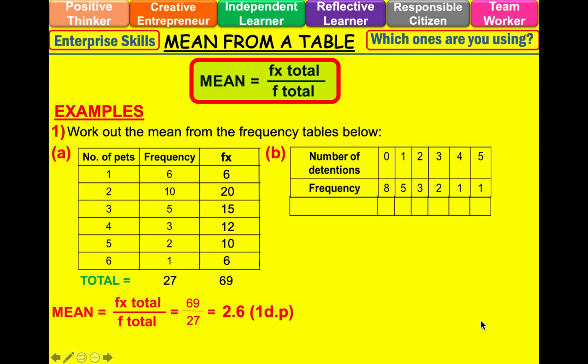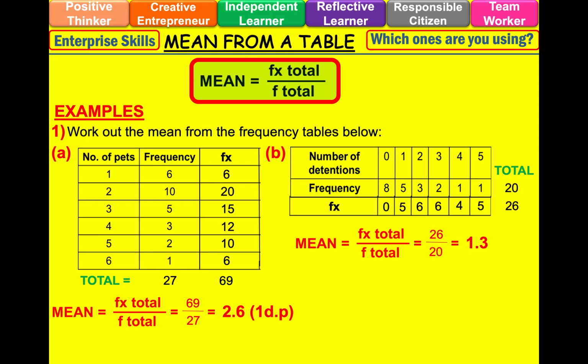So I'll do one more with you. How will you do this one? 8 times 0, 0, 5 times 1, 5, 3 times 2, 6, 3 times 2, 6, 4 times 1, 4, 5 times 1, 5, and then you just add them. Total is 20 for frequency, fx is 26, so there's a formula, 26 divided by 20 gives you 1.3.